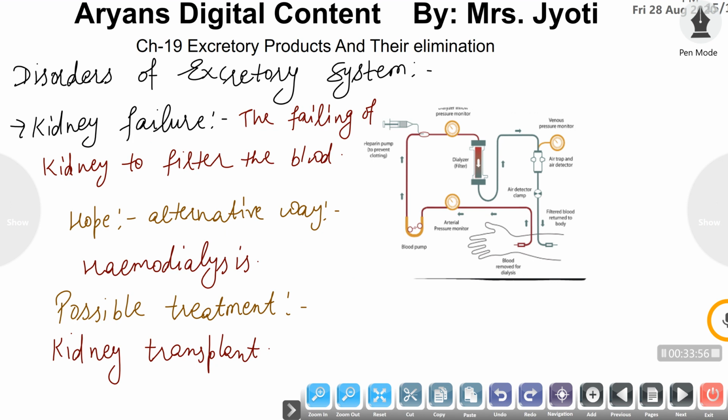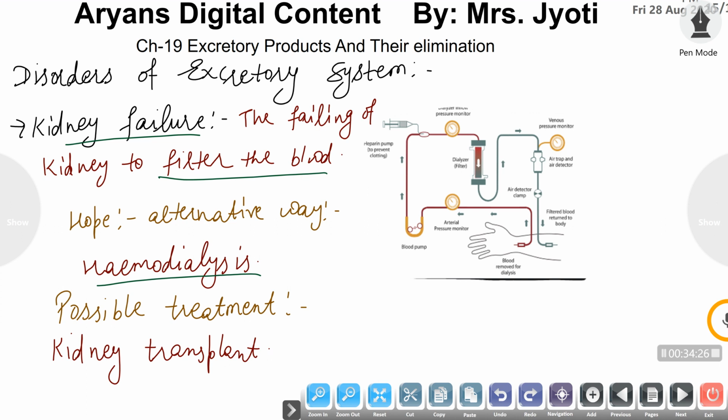Now our modern lifestyle is resulting in a number of disorders. So our excretory system is also facing a number of disorders, out of which the most fatal is kidney failure, meaning the failing of the kidney to filter the blood. In this case, when the kidneys are not capable of filtering the blood, the only hope is an alternative way, that is hemodialysis.